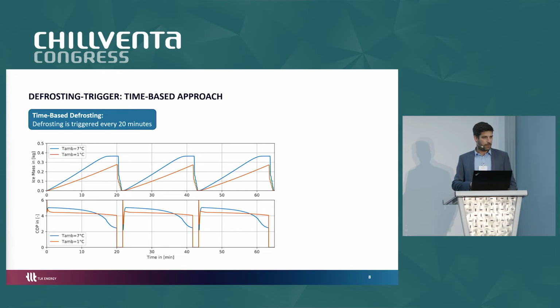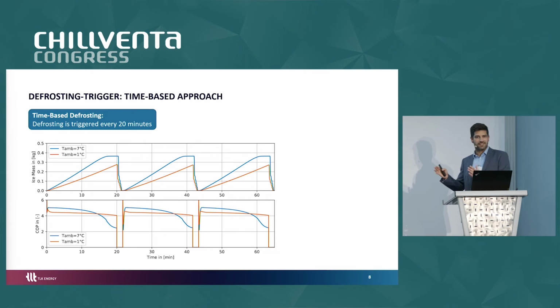For 7 degree ambient temperature, this is not so good, because we have a lot of ice built up, and at some point the COP goes down because the air can't really go through the evaporator anymore, so the performance of the system drops dramatically. But our controller is not very intelligent, so it waits until 20 minutes and then starts the defrosting cycle. And this is actually too late.